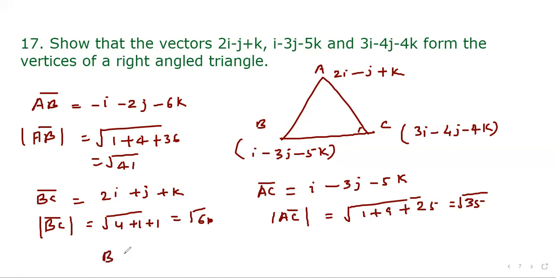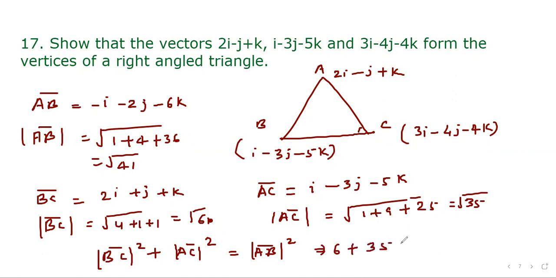Clearly, BC modulus square plus AC modulus square is equal to AB modulus square, which is the Pythagoras theorem. BC square will give 6, AC square will give 35, and this will give 41. So which is true. Hence, we can say that it forms the vertices of a right angle triangle, and AB is the hypotenuse. It means this angle C is 90 degrees.